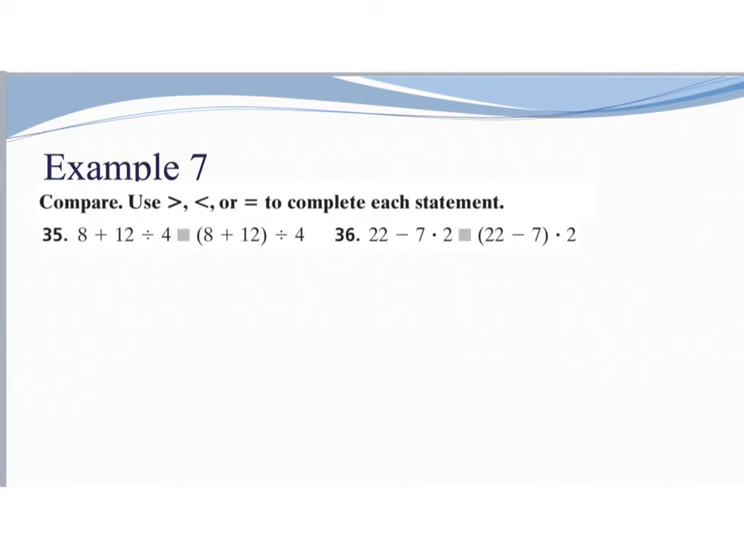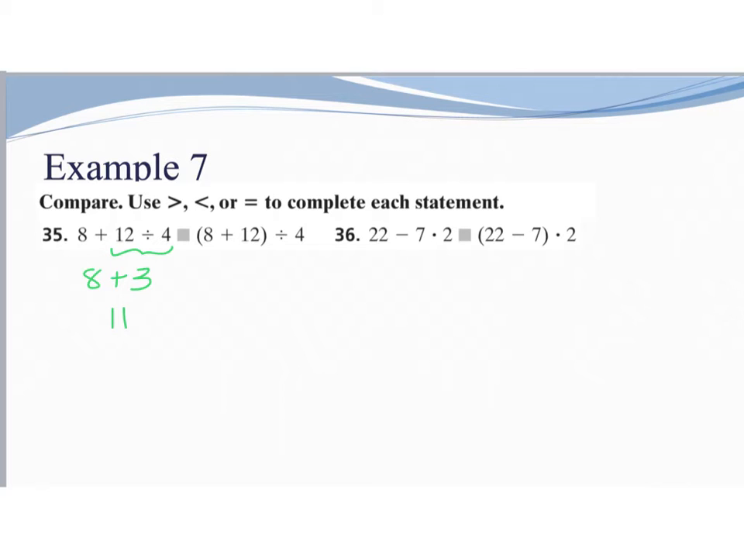If you think you have the concept down, go ahead and pause the video and try these on your own. Otherwise, we're going to work these out real quick. For number 35, I have 8 plus 12 divided by 4. I'm going to do the division first. So 12 divided by 4 is 3. Then I'm going to add that to my 8, and 8 plus 3 is 11.